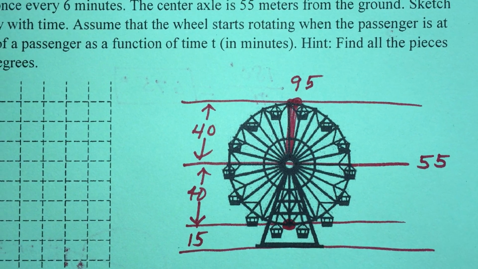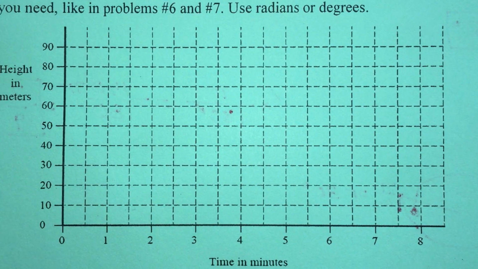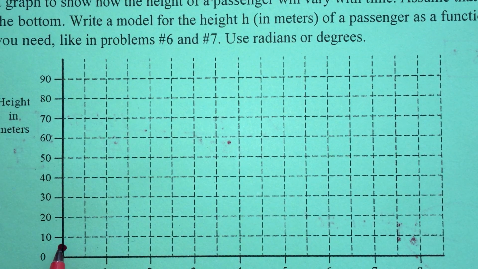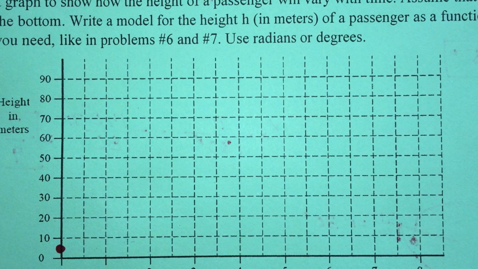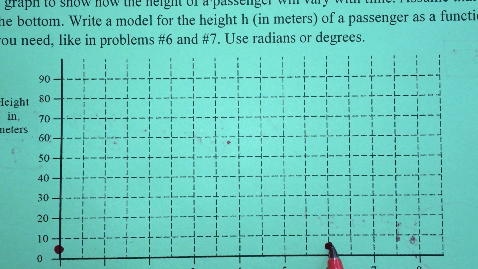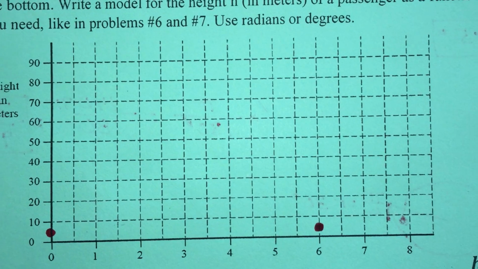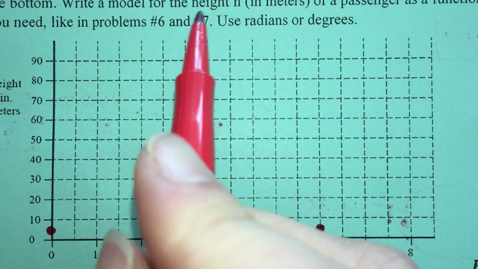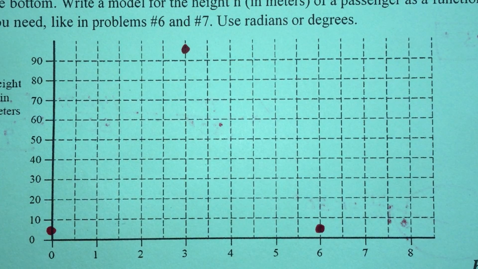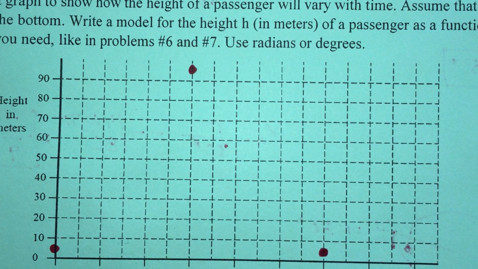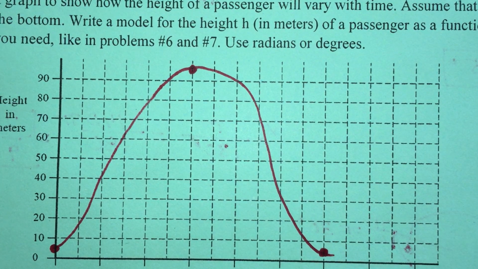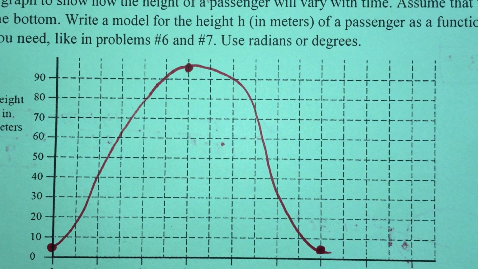This is where we can use some common sense to put this into the graph. So at 0 time, we're starting at 15 meters off the ground. It takes 6 minutes to come back to that spot. Halfway through, that's where you're going to get to the max. The max is at 95. So at 3 minutes, you're at 95. Here I'm just going to go ahead and connect it with that smooth curve. And that's one cycle.